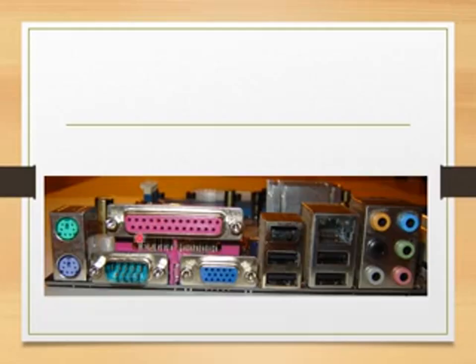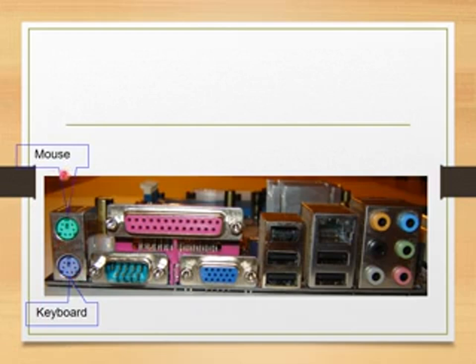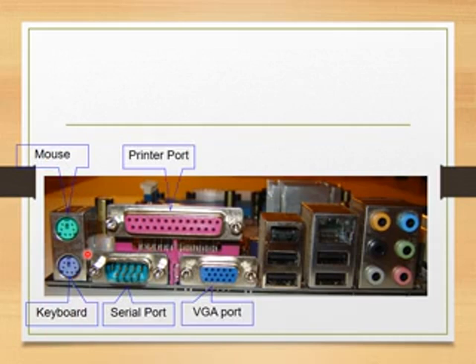This is the back part of the motherboard. This is where the keyboard goes, and this is where the mouse is plugged. These are the PS/2 type and not the USB type. However, these days you'd find that the PS/2 types are being phased out, and most of them are becoming the USB type. And here you would connect the printer. Here you would connect your VGA cable, which goes to the monitor.